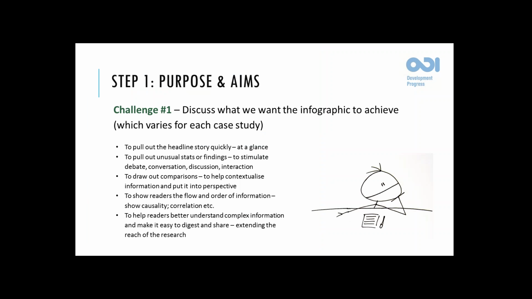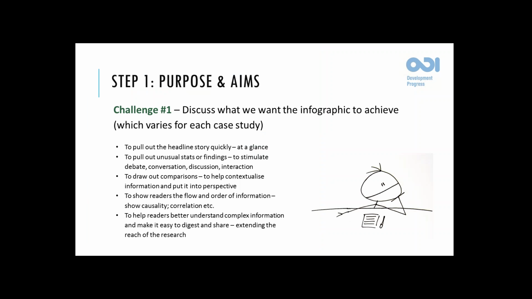Okay, so the very first step that we go through to produce an infographic is to decide what we want the infographic to achieve. And this really varies for each case study. So I've pulled out some examples here of the sorts of aims and objectives that we might choose, but it's by no means an exhaustive or comprehensive list. These are just a few examples.